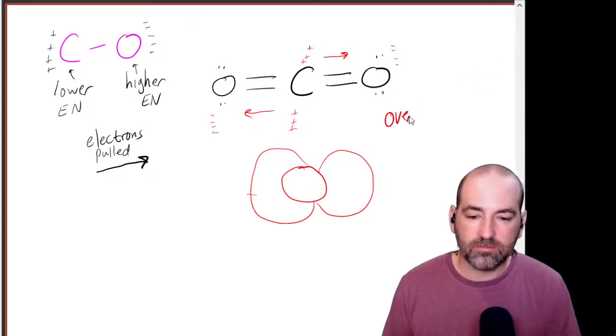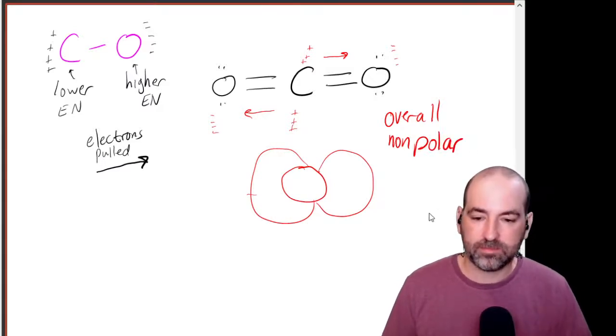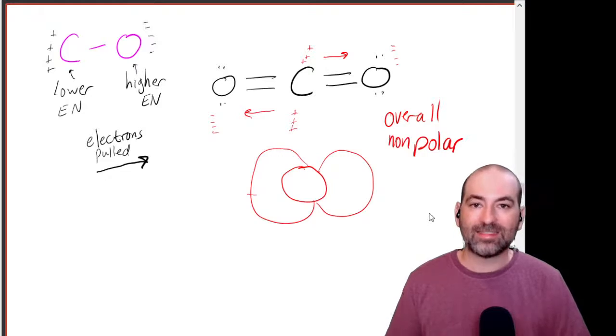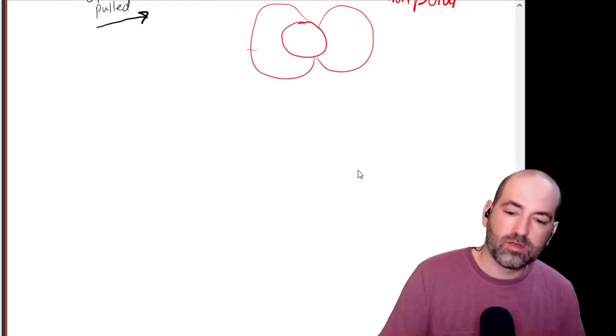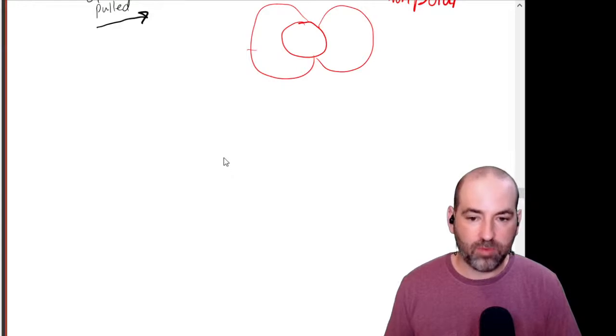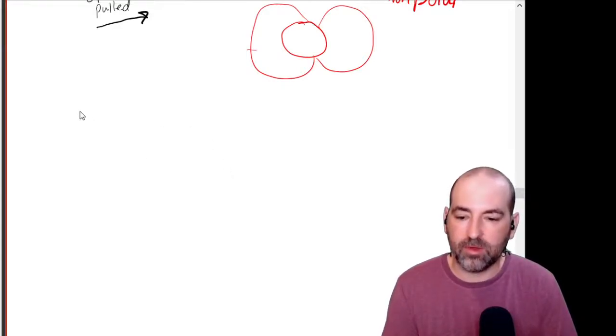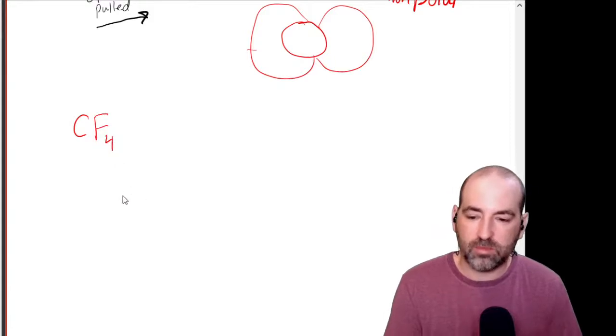So overall, carbon dioxide is nonpolar, even though the bonds inside of it are polar. This happens anytime we have a highly symmetric molecule, even if it's made of polar bonds. So for example, here's a couple more examples.